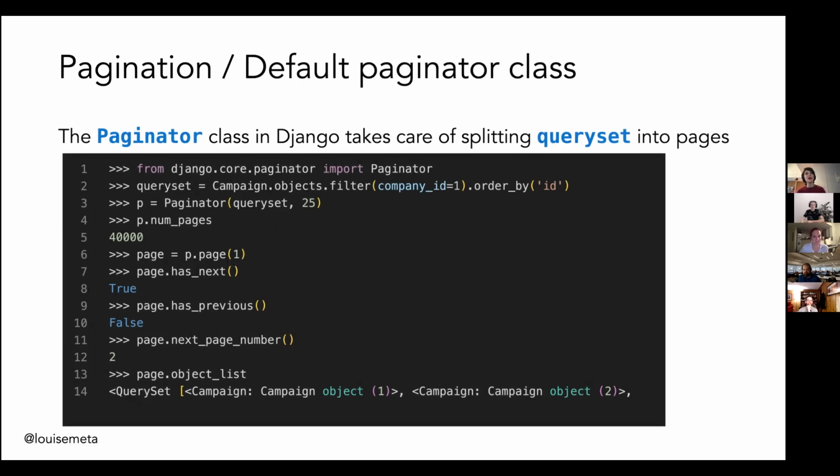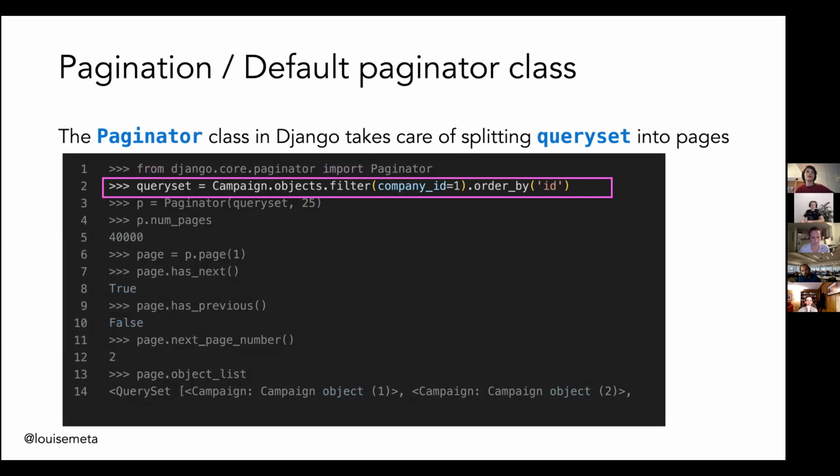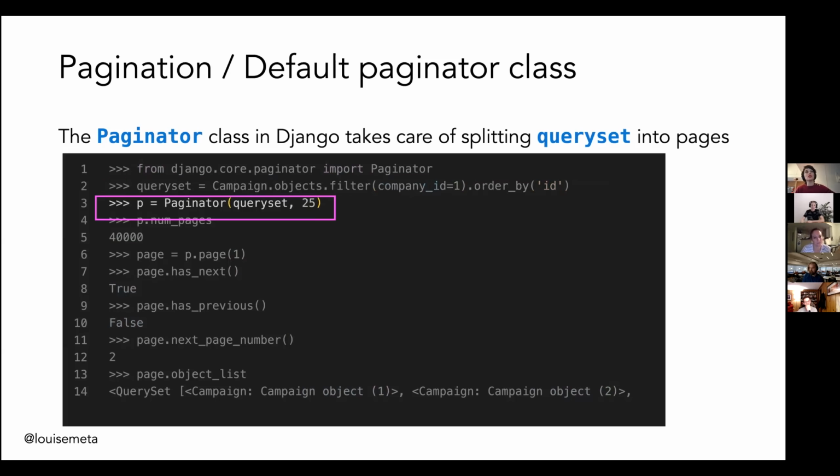So Django has a paginator class that takes care of splitting a query set into pages. It's just very easy, and here is how you use it. You have a query set here that is a campaign filtered on company ID, because it's again my campaign query. I use the Paginator from django.core.paginator, give it the query set, and then the paginate by, and here I'm doing 25. The number of pages is 40,000.